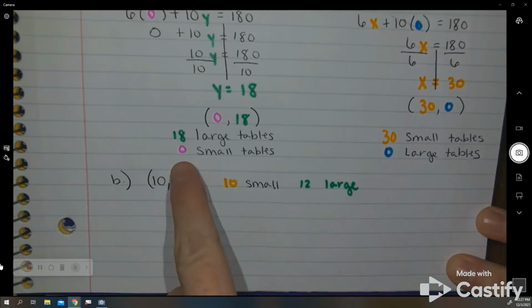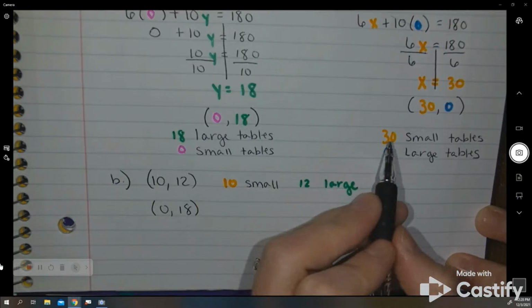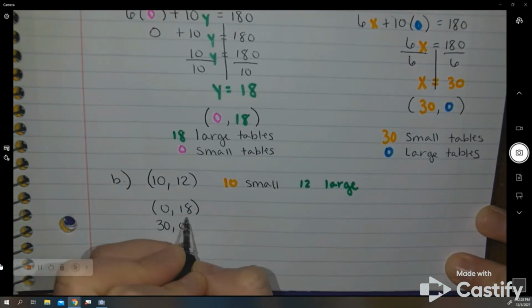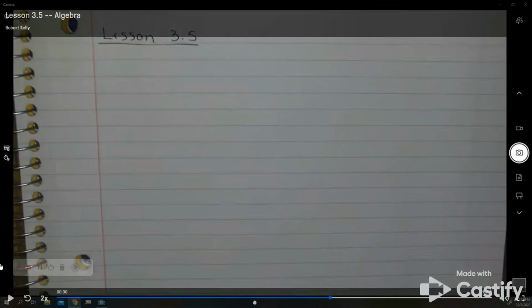And then we also could use the intercepts that we have here. We could have 18 large tables and 0 small tables. So that's the point (0, 18). Or we could have 30 small tables and 0 large tables, (30, 0). So all 3 of those would be possible solutions or combinations that we could use. There are others as well. We could look at the graph to find more. But those are 3 that we could use to get that information.